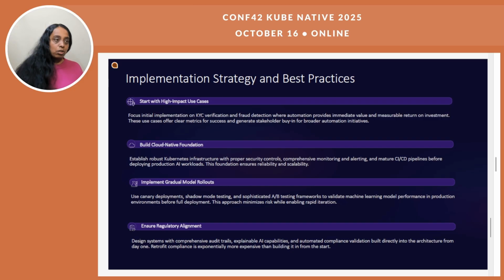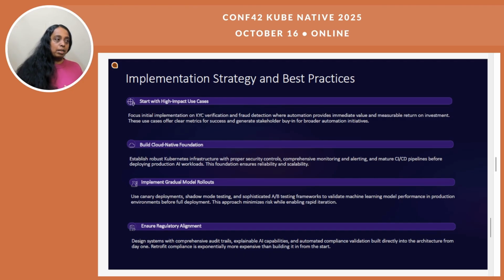Looking at some of the implementation strategy and best practices, firstly, I would suggest looking at high impact use cases. These high impact use cases, for example, KYC verification, which is very much required in the financial services industry, but is also one of the critical processes that impact the customers of the financial services industry, in addition to the operations teams internally. So essentially, these high impact use cases will help showcase a return on investment that will help the firm adopt these latest technologies that can help them become one of these frontier firms.